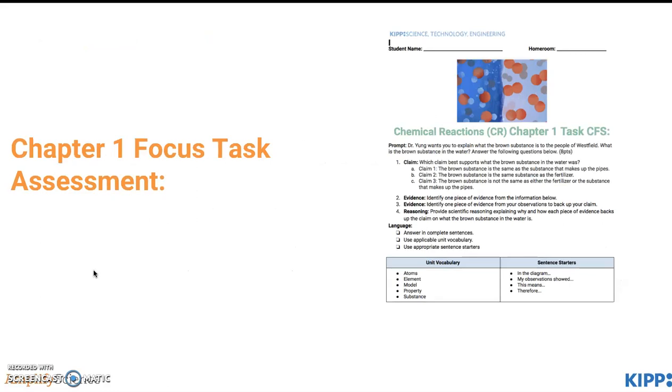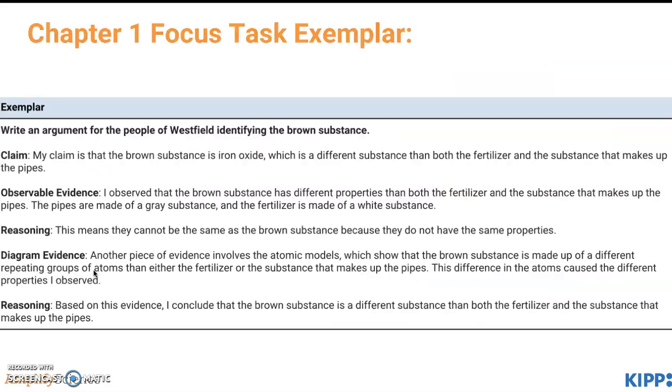The Chapter 1 focus task is where students have the opportunity to explain the brown substance to the people of Westfield, and they have to answer one of the 3 claims. Pause right now to answer the prompt. Here is the exemplar for the Chapter 1 focus task.